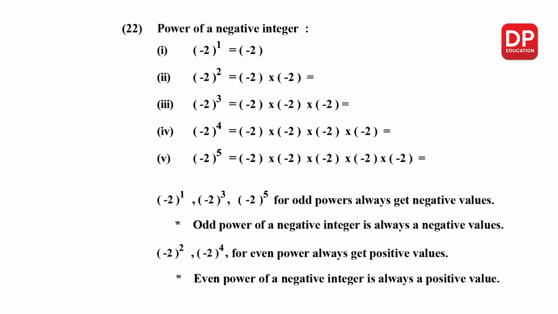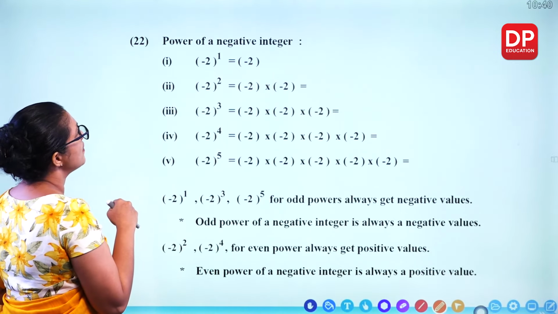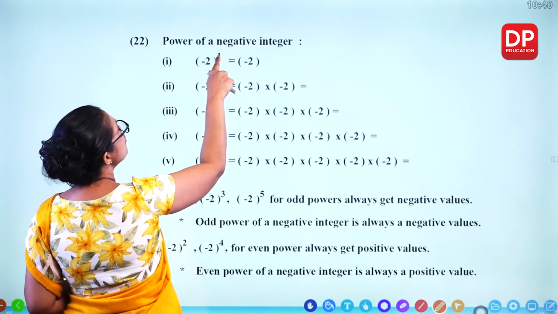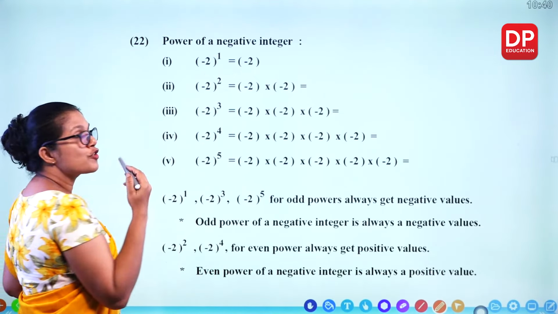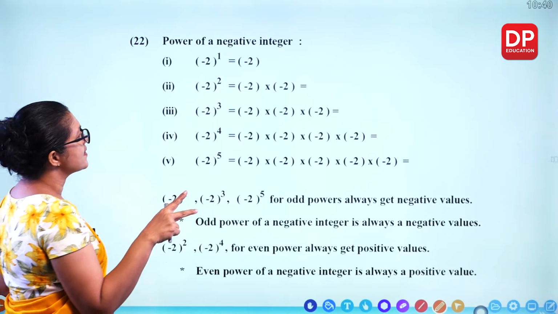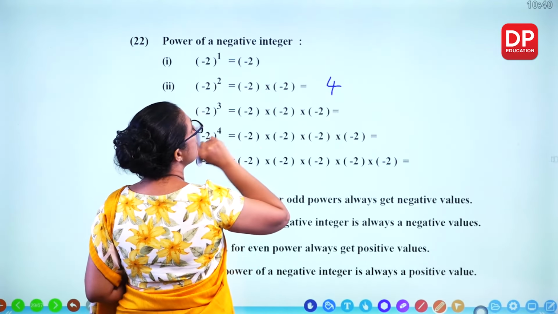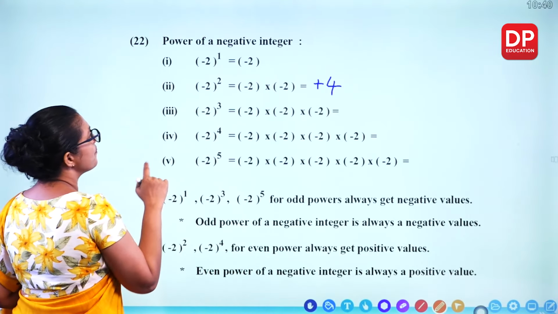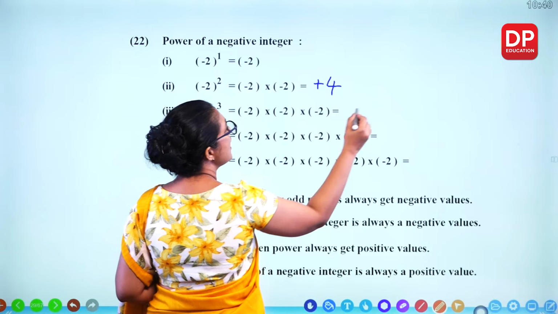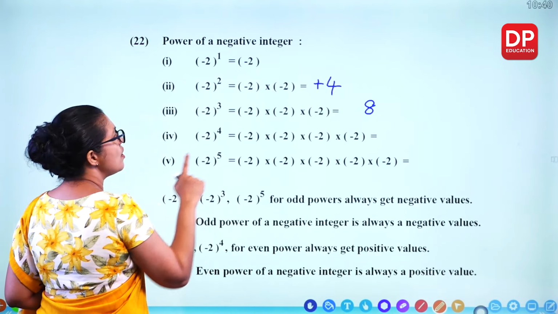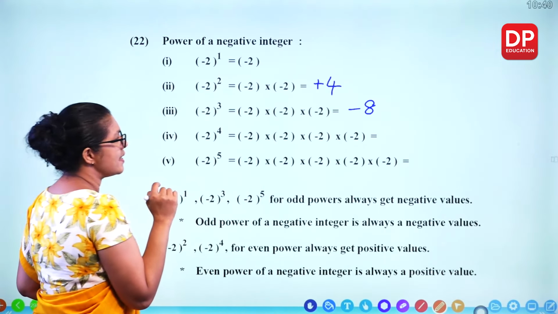Power of a negative integer. So now inside there's a negative number. So negative 2 to the power 1 is negative 2. Negative 2 to the power 2 means you multiply twice. So what's the answer? 2 times 2, 4, and minus into minus becomes plus. Power 3, you have to multiply 3 times. So you get 8, 2 times 2 times 2. Minus into minus plus, plus into minus, you get minus 8.